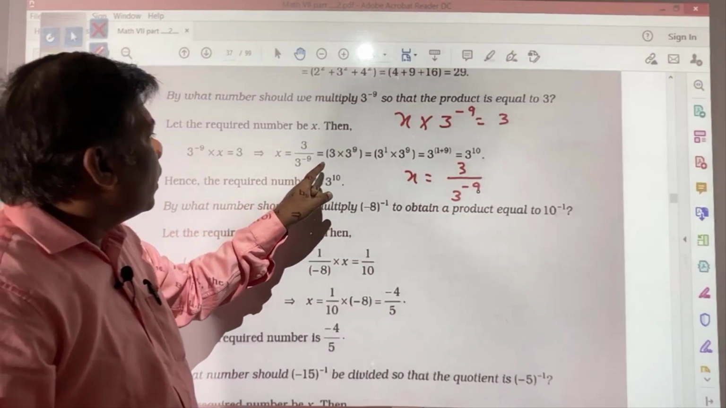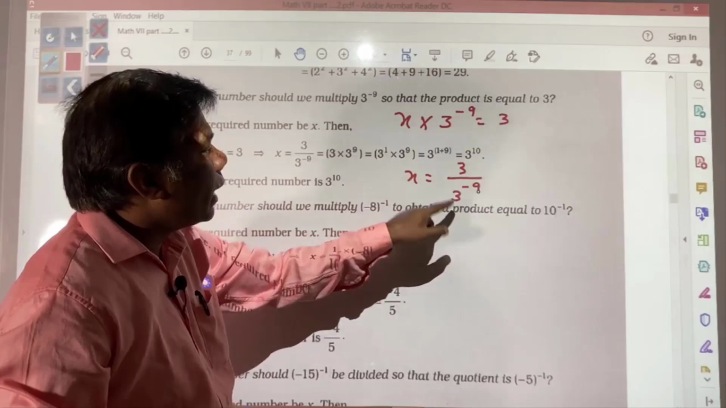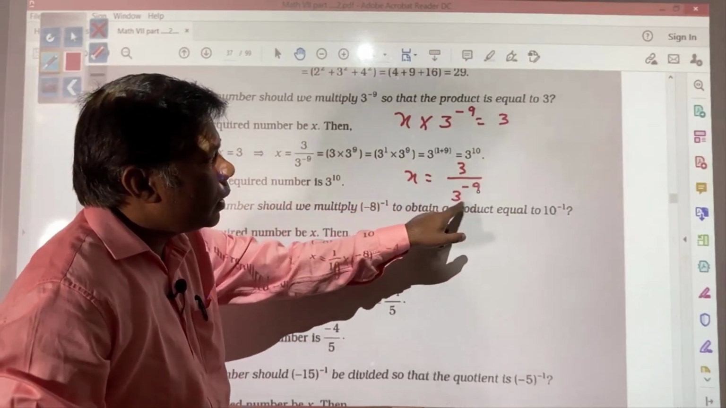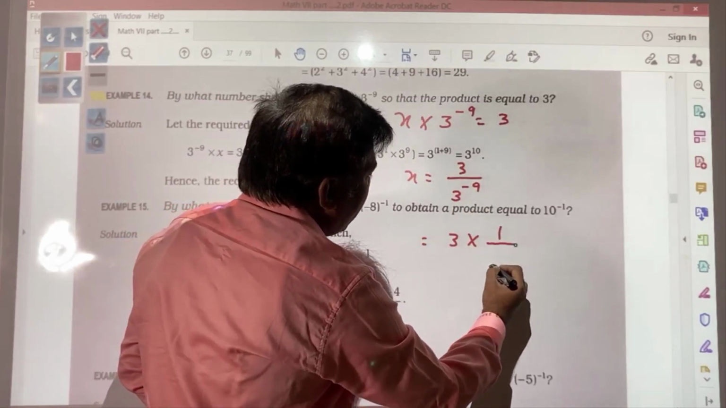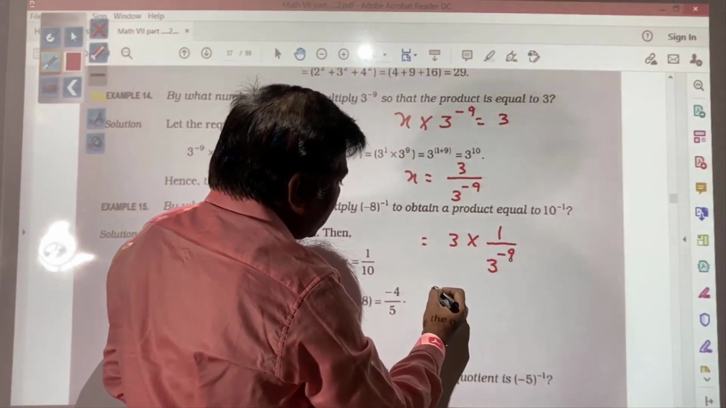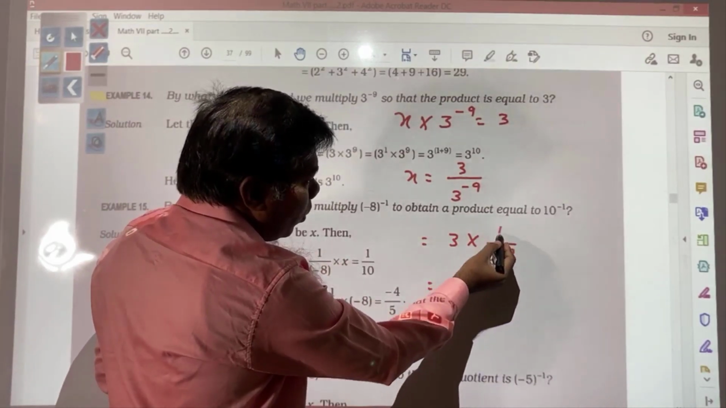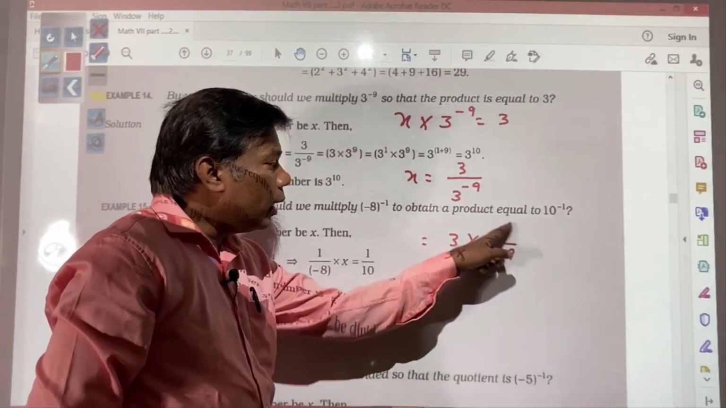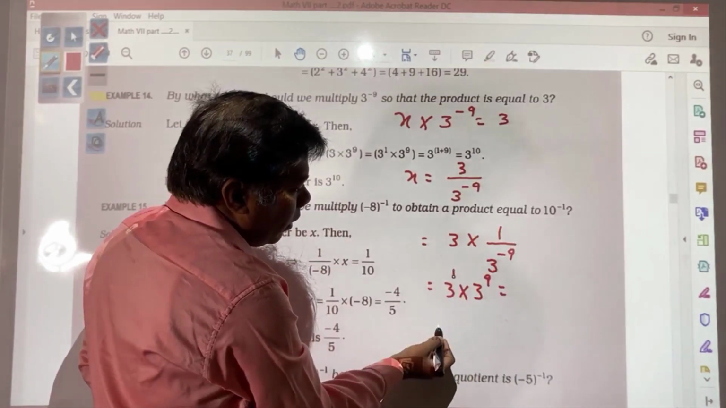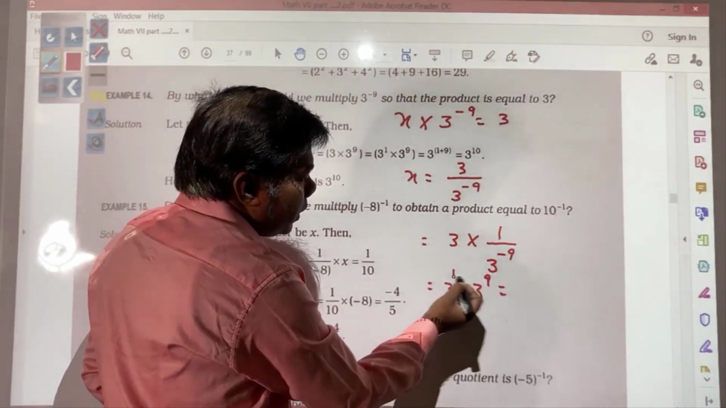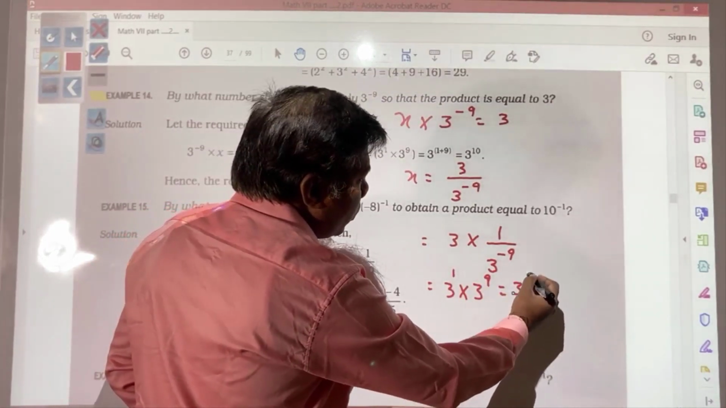Here you see, 1 by 3 to the power minus 9 can be written as 3 to the power 9, the inverse of this. This can be written as 3 into 1 by 3 to the power minus 9. If you have 1 by 3 to the power minus 9, you write the inverse of this, so this will be 3 to the power 9. And here you see, here 1 you have. So the base is equal, and exponents are required to be added if the multiplication sign is there, so this will be 3 to the power 10.